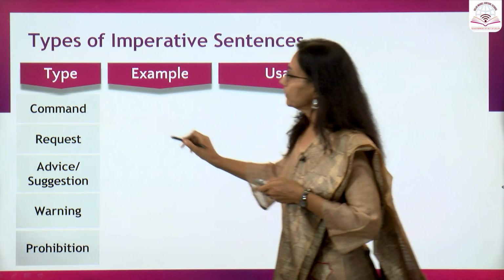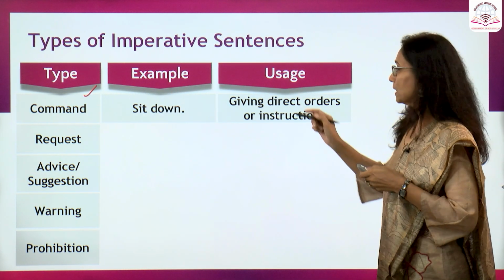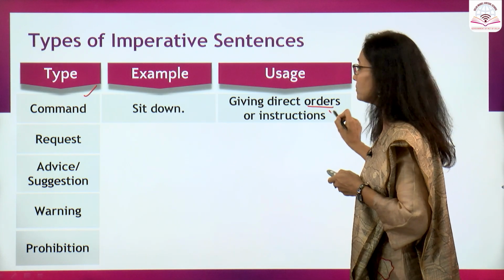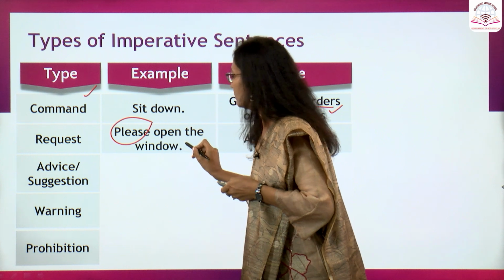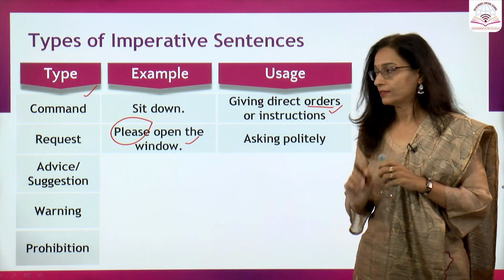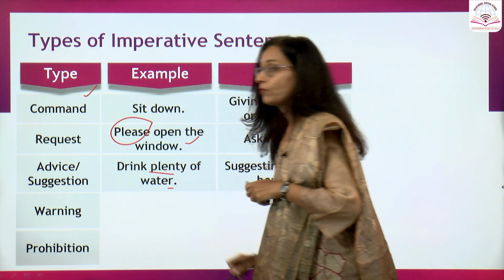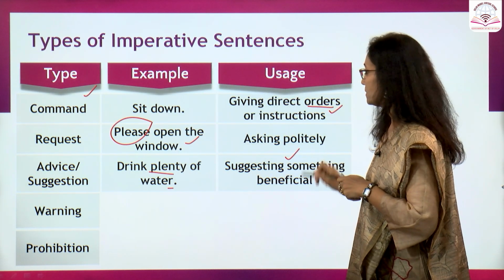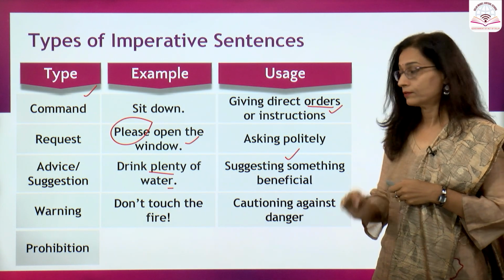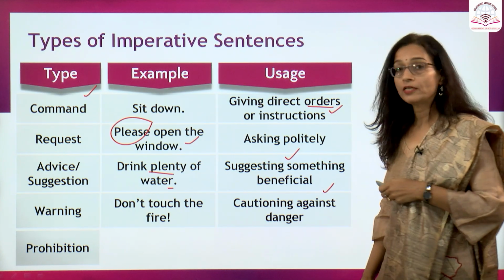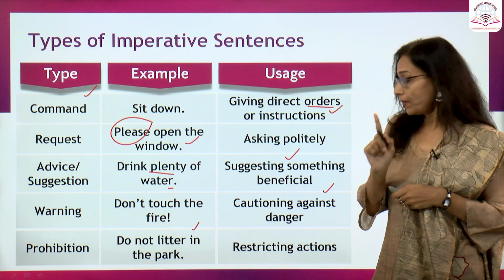So, first we'll begin with command. For example, sit down. It gives direct orders or instructions. Coming to request, please open the window. Asking politely. Advice or suggestion, drink plenty of water. Now, we are suggesting something which is beneficial. Warning, don't touch the fire. Cautioning against danger. And then prohibition, do not litter in the park.